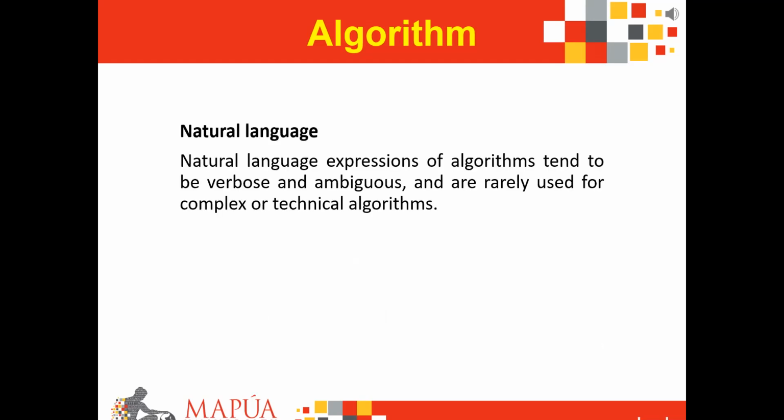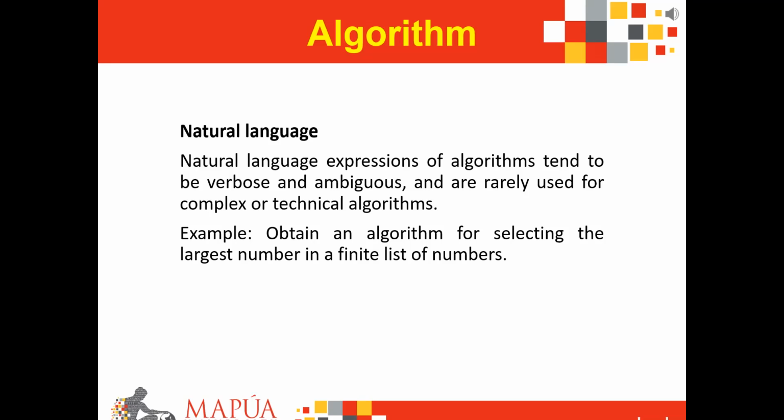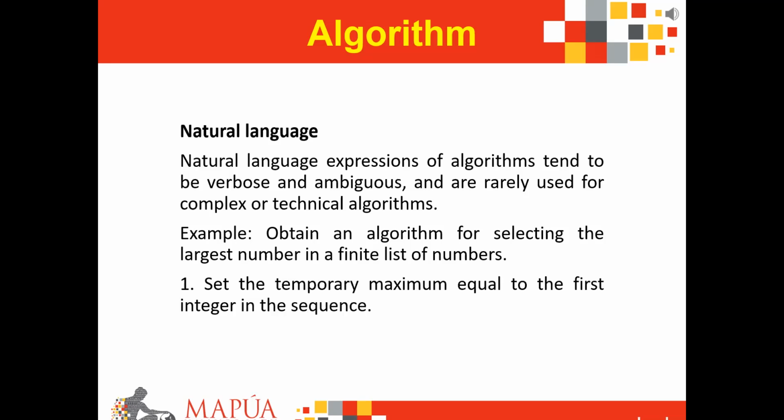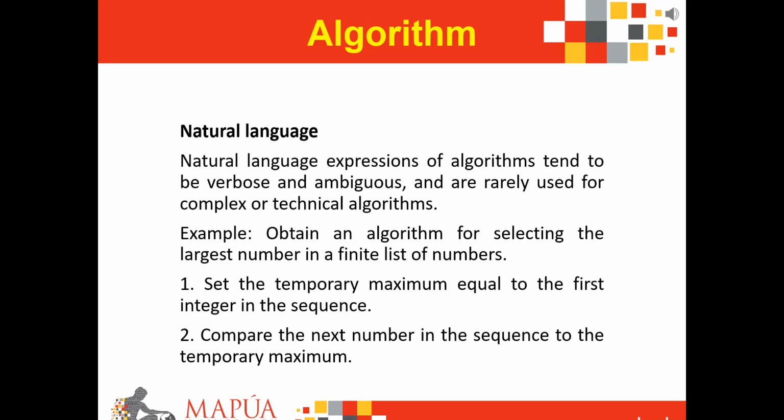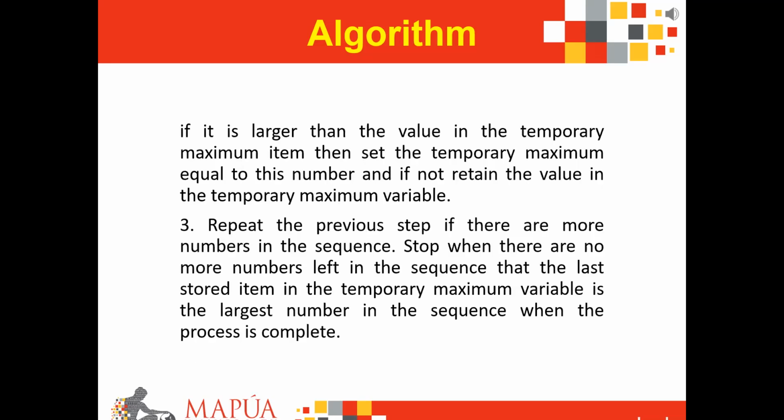What is natural language? Natural language expressions of algorithm tend to be verbose and ambiguous, and thus rarely used for complex or technical algorithms. This is one such example of your corresponding natural language. It gives off a set of instructions that are eventually in sequence, and this particular solution solves by selecting the largest number in a given particular finite list. So simply follow the steps 1 to 3 in order to determine the largest number in your given finite list.